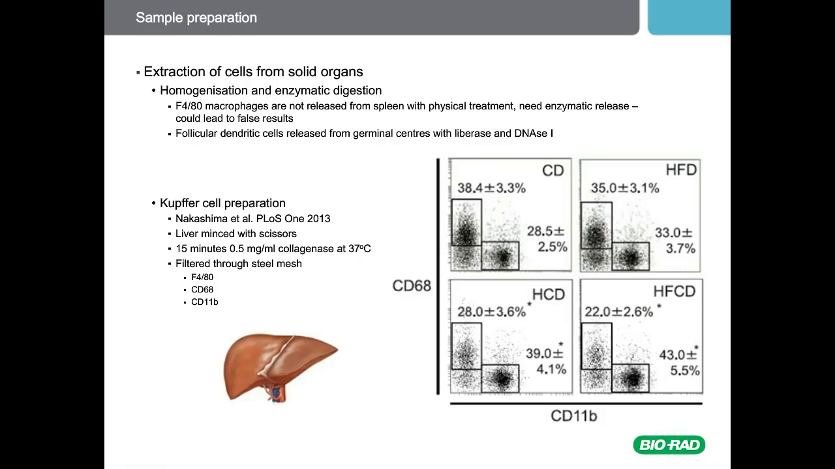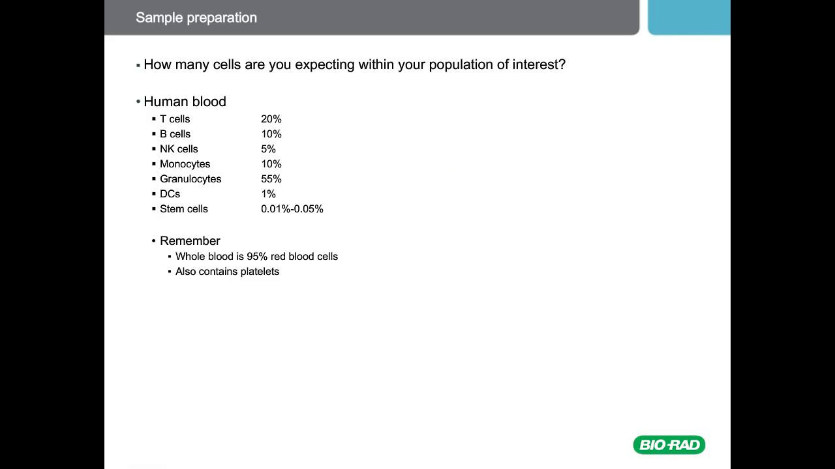An important consideration with sample preparation is the number of cells. Firstly, how many cells you're expecting within your population. Are the cells an abundant cell type? If you're looking at rare populations, will you have enough starting material to collect enough cells to be statistically significant? As you can see from the list of the cells present in human blood, if you're investigating granulocytes or T cells, there'll be a plentiful supply of cells, whereas NK cells and dendritic cells are at a much lower frequency. This has a large effect on the number of cells you need to acquire in your experiment.